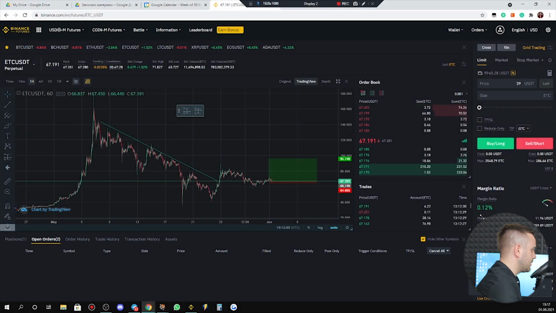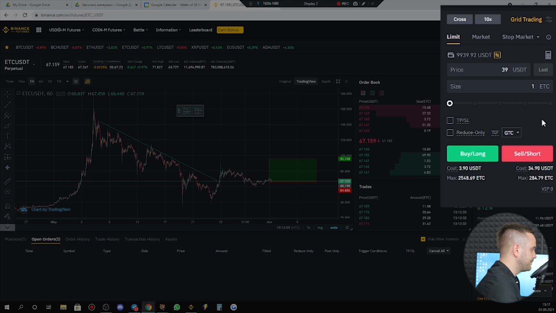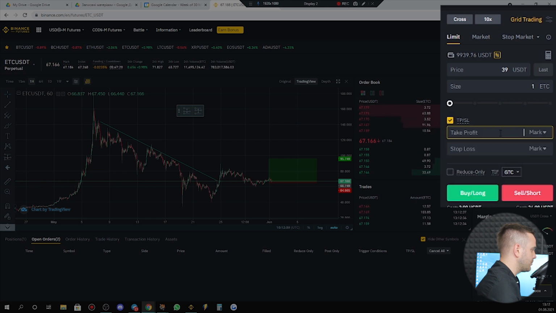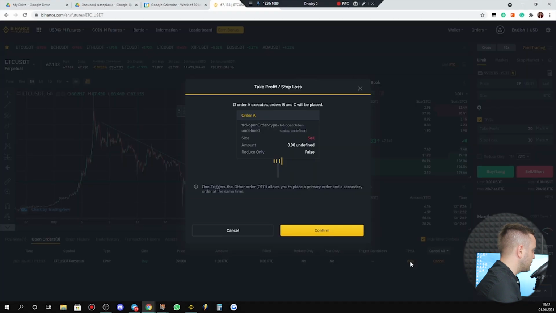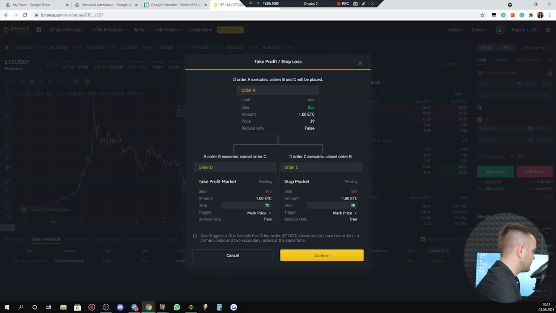That's why it is much better if you set, for example, one coin, and here we have stop loss and take profit. We can set, for example, if our pending order is 39, take profit like 70 and stop loss like 30. And take a look here. Pending order, as you can see, take profit and stop loss, and you can view it. As you can see, trigger market price, trigger market price.